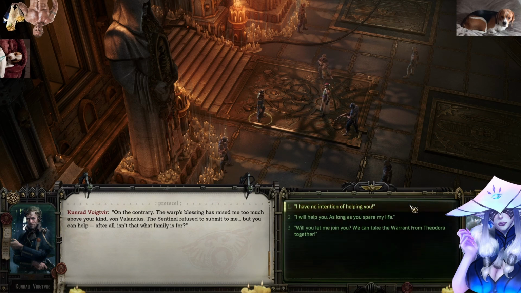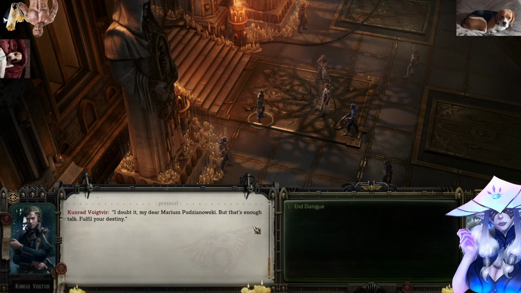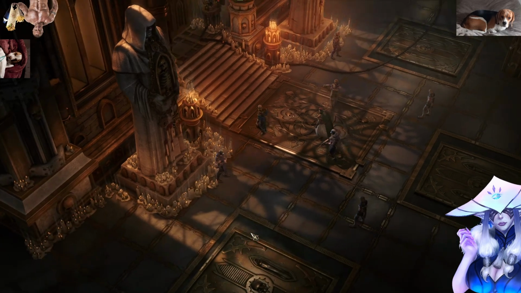I ain't helping you, bro. I am afraid that you have no choice in the matter. Try to resist, and I will demonstrate the power that the warp holds over mortals. Come to think of it, I might even take some pleasure in doing so. For a fight with you. No. I doubt it, my dear. Okay. But that's enough talk. Fulfill your destiny. I didn't mean to pick that.